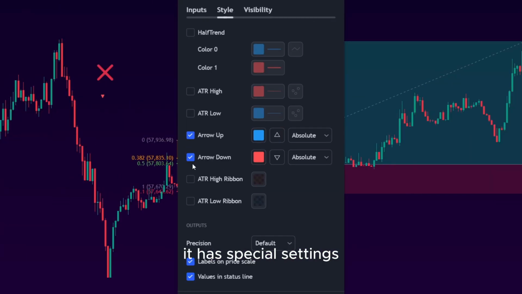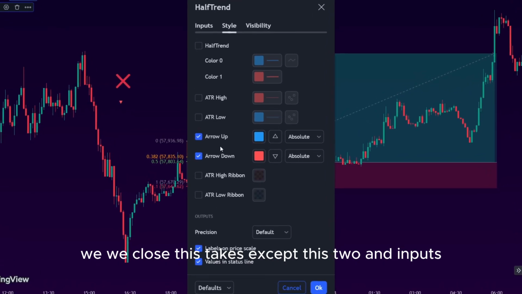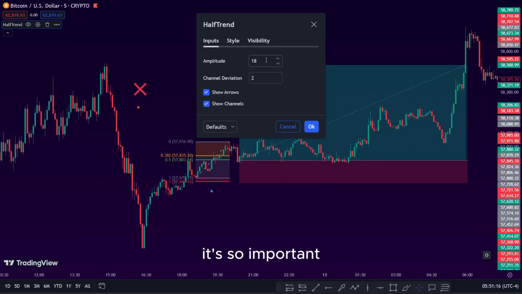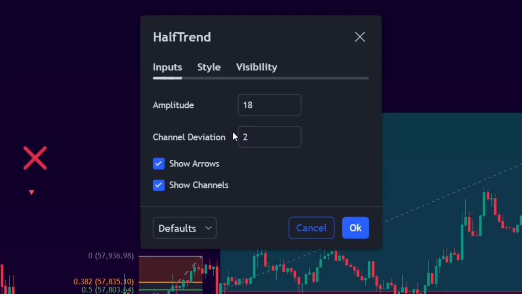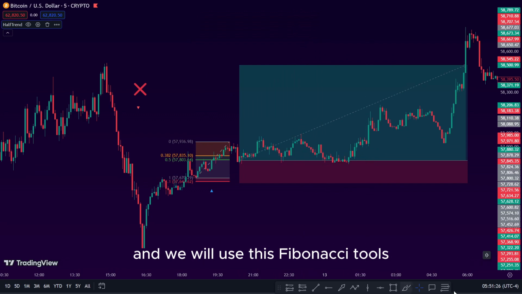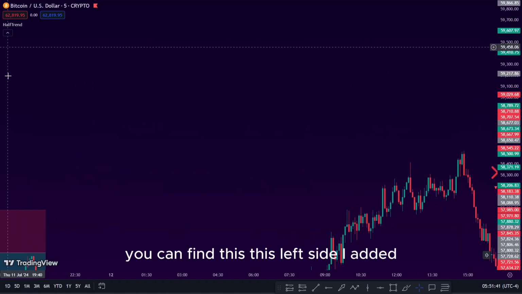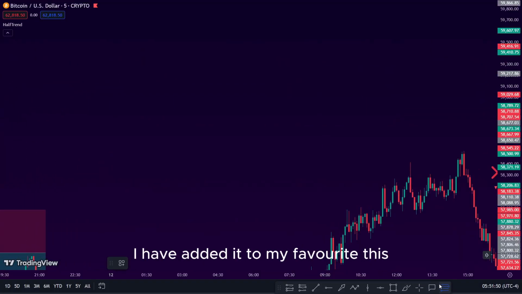It has special settings. We close these tabs except these two. And inputs, it's so important. We make amplitude 18 and channel deviation 2. This indicator is ready and we will use these Fibonacci tools. You can find them on the left side. I have added it to my favorites.